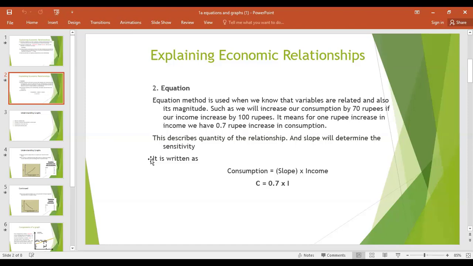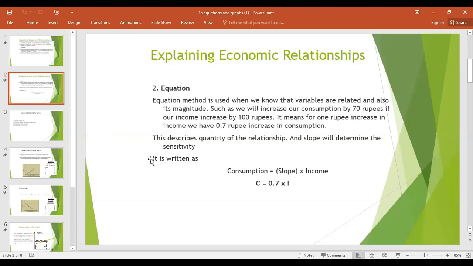ठीक है? तो अगर पॉलिसी मेकर को पता चल जाए कि जी ये होने लगा है, because you can predict the future from it, that लोगों की इनकम बढ़ गई है तो कंजम्पशन बढ़ने लगी है, so you will act accordingly and produce more, or act accordingly and increase the price. It depends upon what's the strategy of the company. Okay, so this describes the quantity of the relationship.